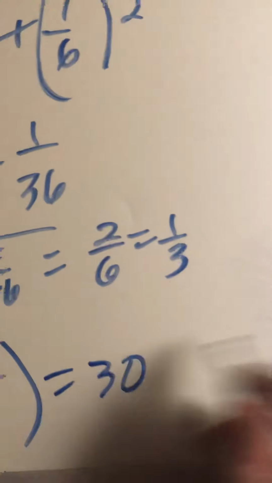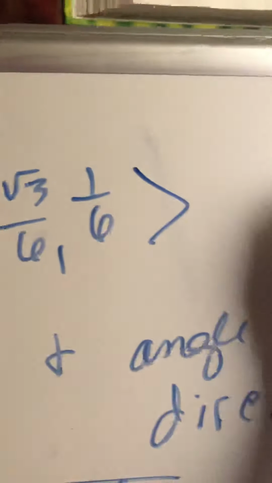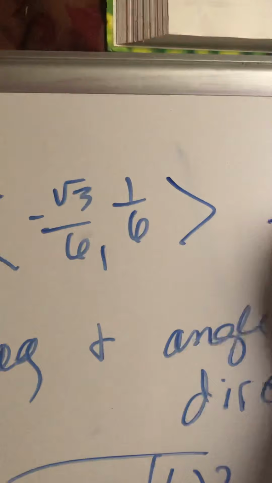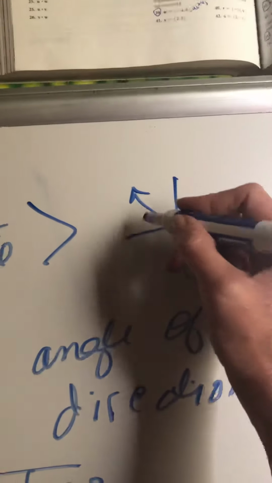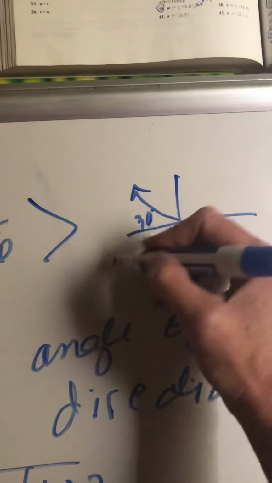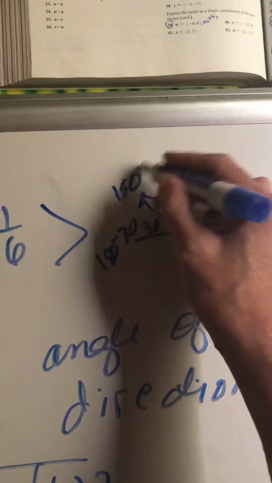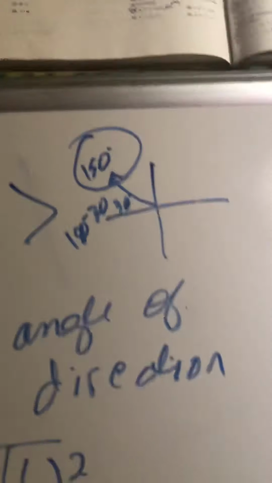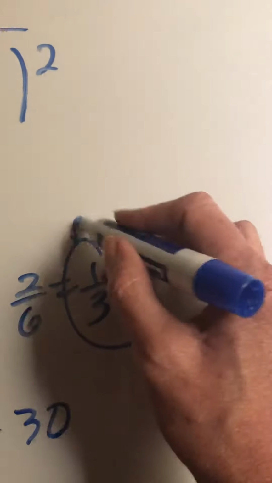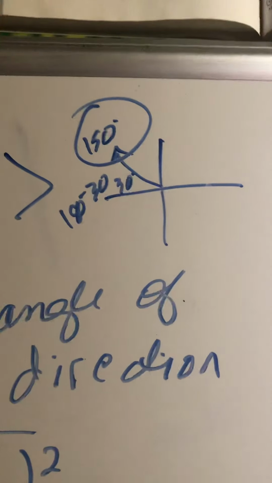This is 30. Now that's a reference angle because if I look at this, when I graph it, I'm left and up. So I'm in the second quadrant. Well, 30 is not in the second quadrant. So 30 is my reference angle, so I do 180 minus 30 and get 150. So this angle is 150. That's the angle of direction. Your magnitude was 1/3, and then your angle of direction is 150.